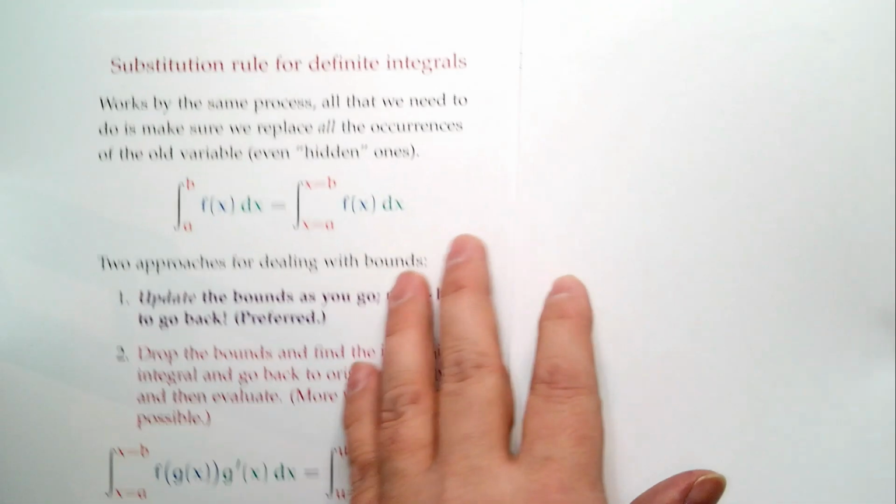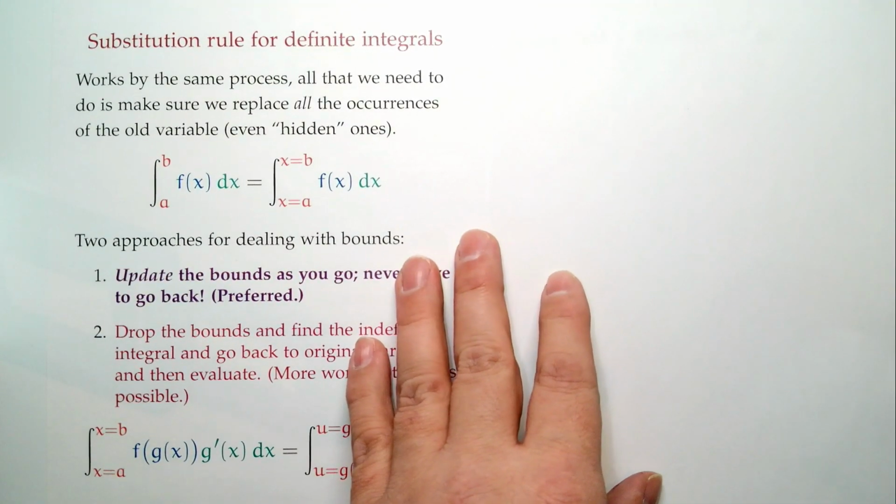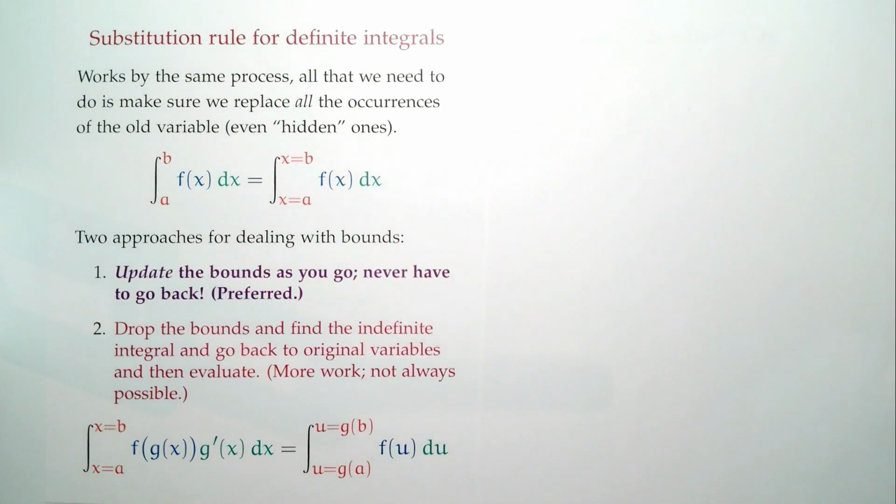Now, here's the thing. It's actually pretty simple. The same principles apply. So you still make the same substitutions. The only thing you have to do is to remember to update all the occurrences of your original variable. Now, what are the ones that you might not think of? Sometimes we say there are hidden ones.